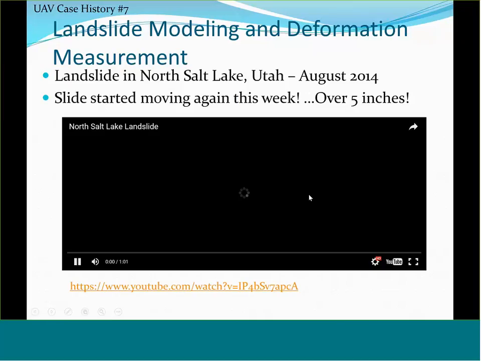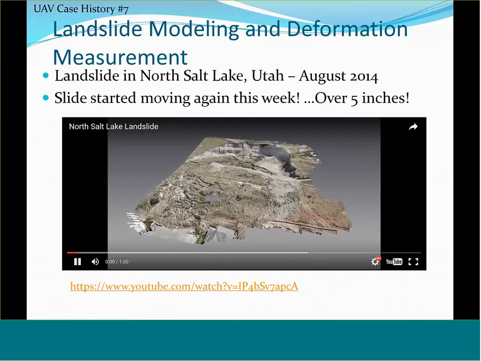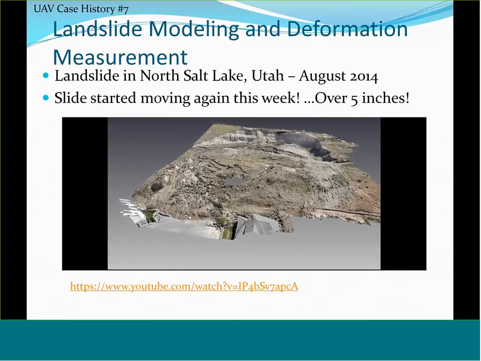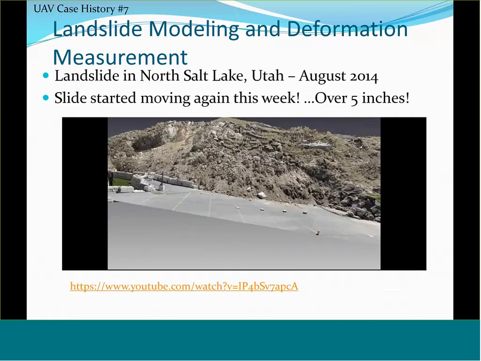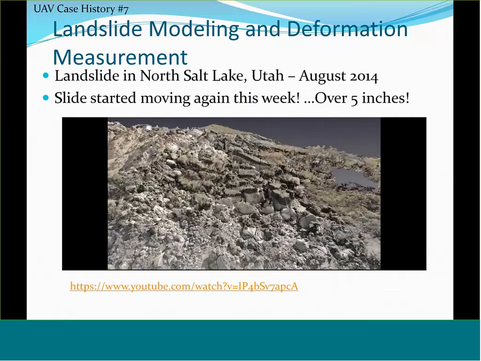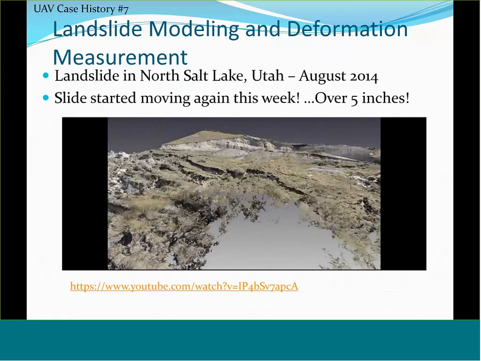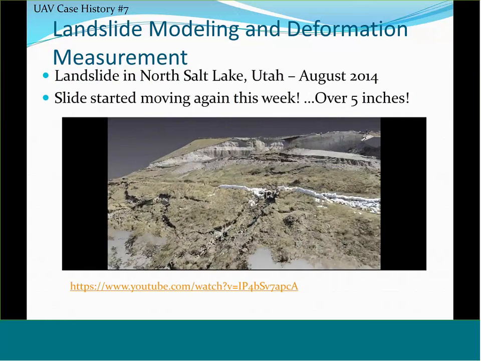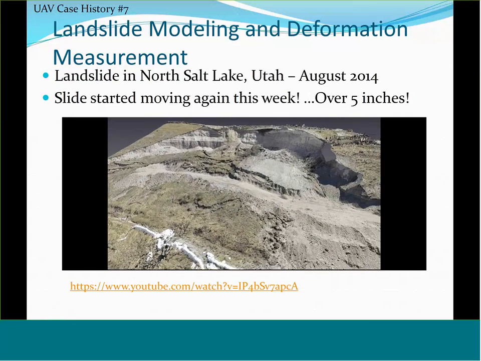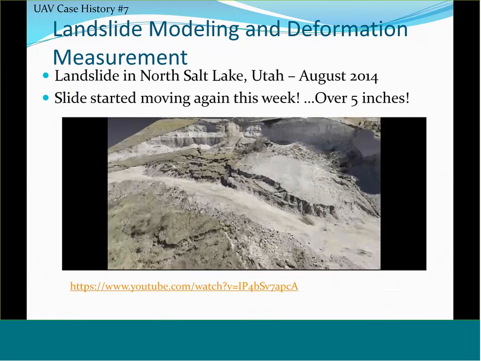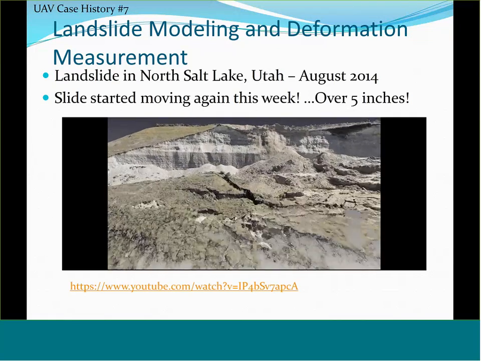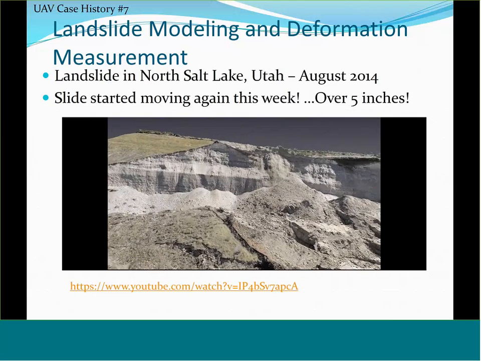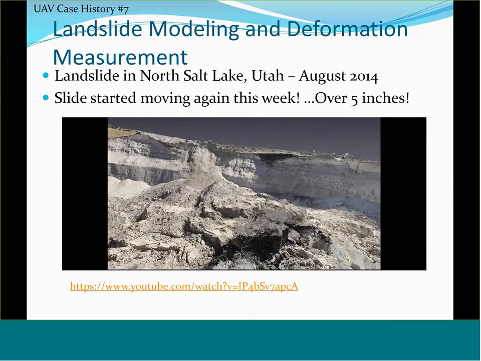The first case history that I want to share is, again, that North Salt Lake landslide that occurred just a few miles north of Salt Lake City, Utah, in an upscale residential part of the town. We were called 2 hours after the landslide occurred, and we mobilized immediately. We were able to fly the landslide in a relatively short amount of time. I think we collected all the data and imagery we needed to create the model that you now see in less than 2 hours.